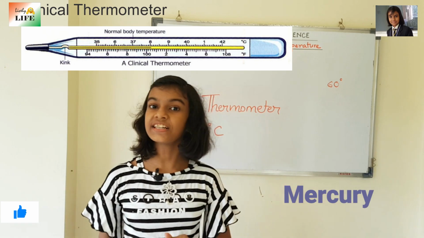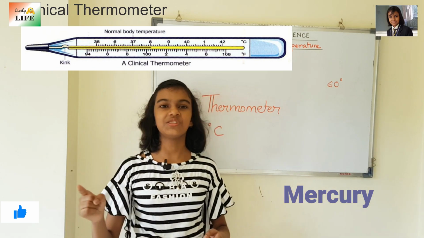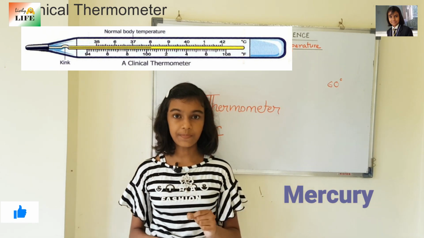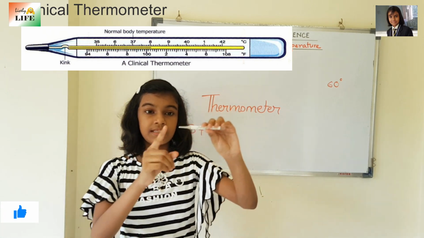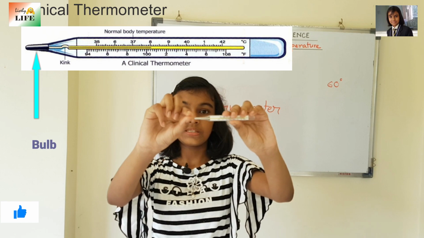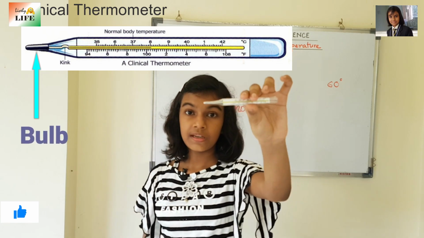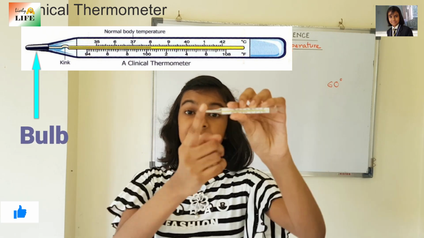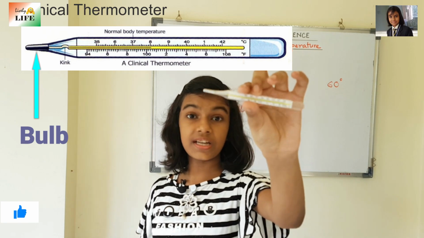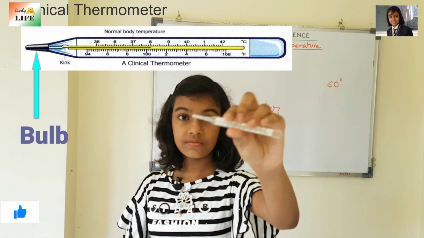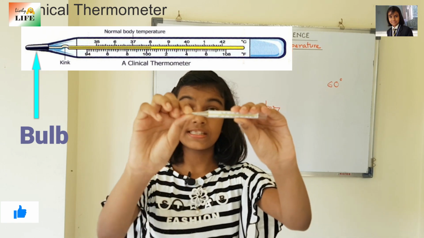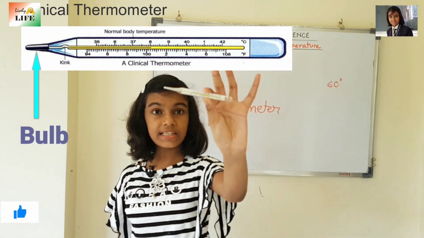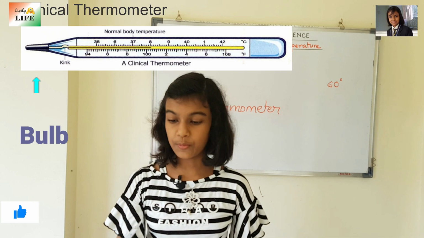Not only in the clinical thermometer, mercury is also used in the laboratory thermometer. Okay. And now again, you can see this one. This is the bulb. This is the part that comes in contact with your body. Okay, this is the bulb. These are the parts of the clinical thermometer.